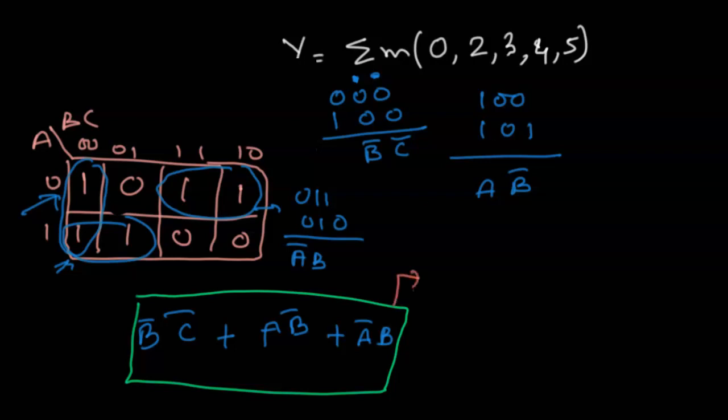Now this can also be written as B bar C bar plus, here we can see A B bar plus A bar B, which is the XOR form. So we can write A XOR B, and hence the most simplified version of my Boolean expression. In the next video, we will see how the K-map can be used for 4 variables and 5 variables in the SOP form and also in the POS form.